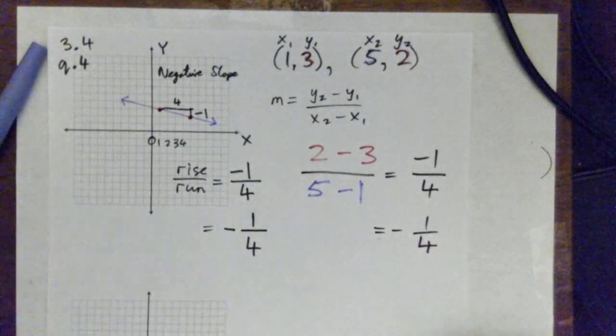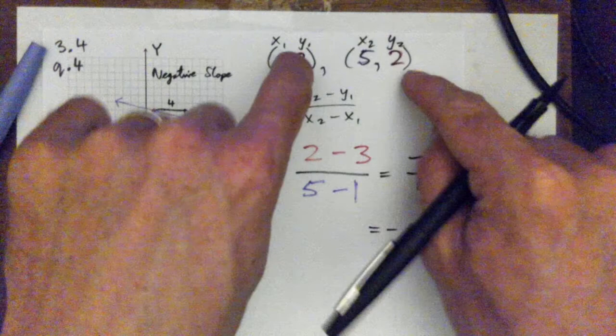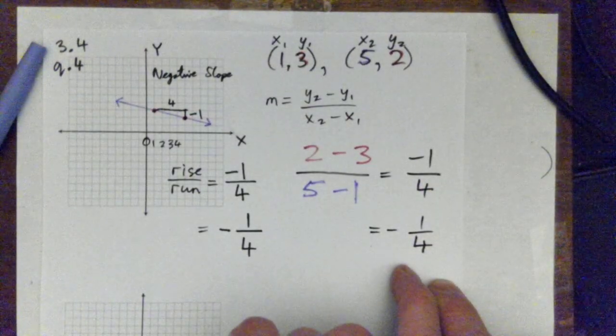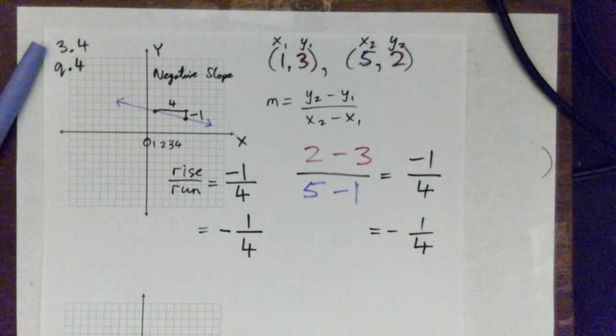So we plotted the points, we drew a line through it, we got a rise over run, negative 1/4. We used our formula, we got negative 1/4. The slope is negative 1/4. Anything else? Good on that, right? Awesome.